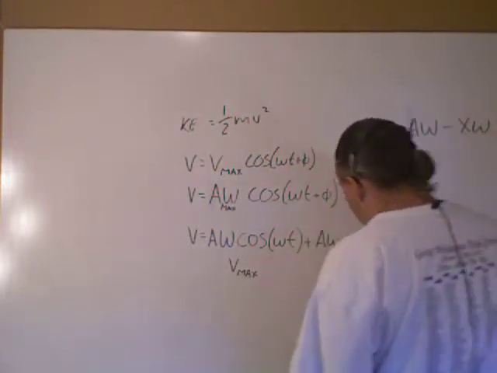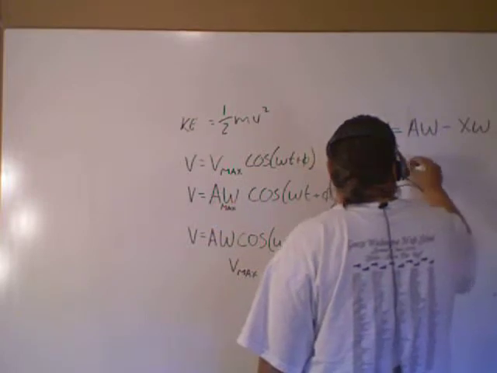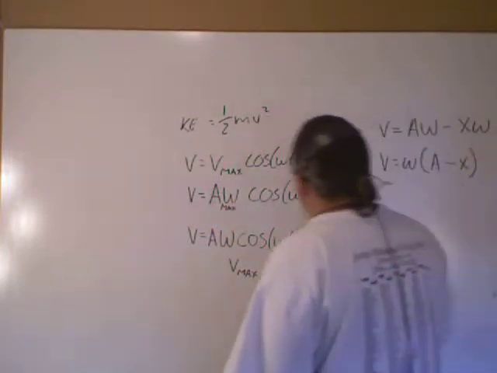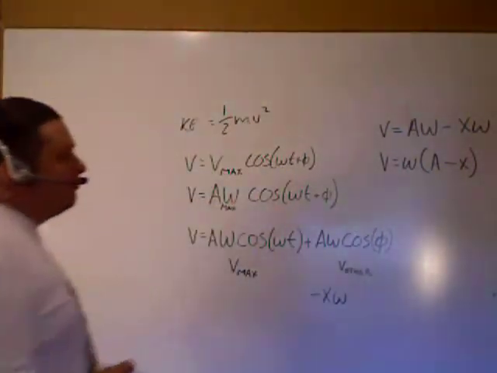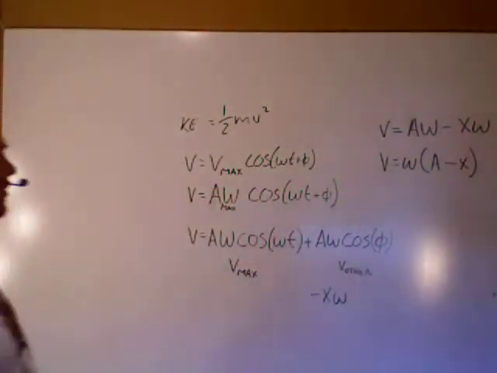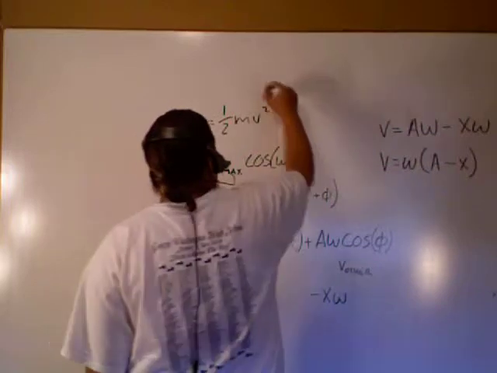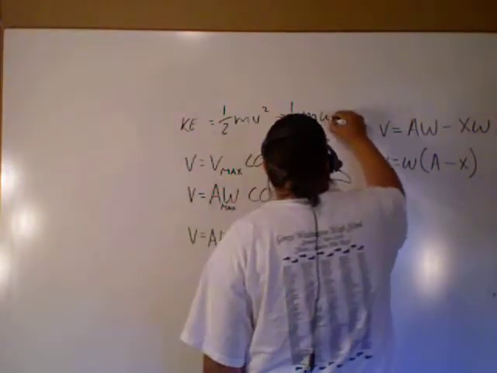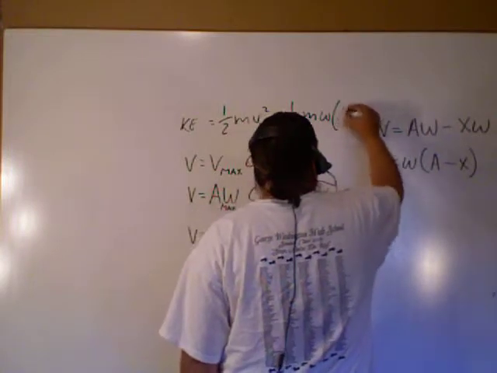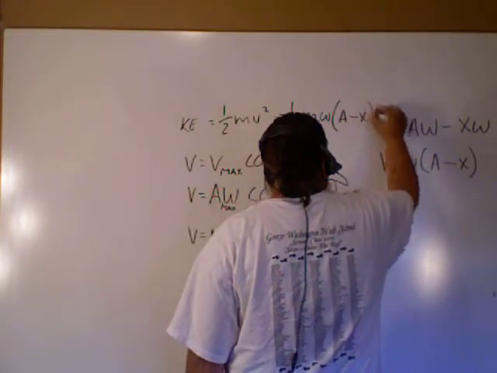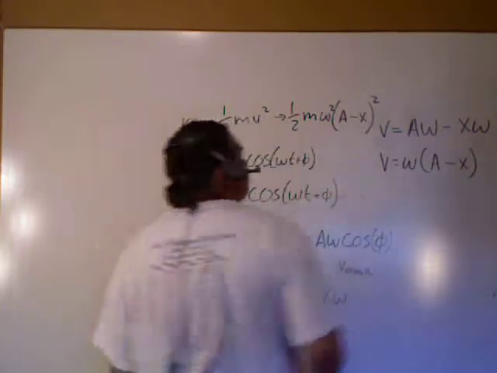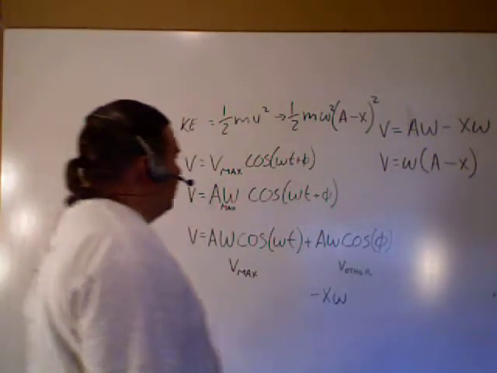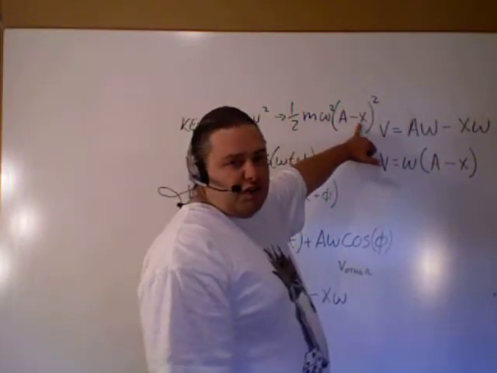Well, I can do a couple of things moving around. I can move that omega out, and I'm left with A minus x. And then I can do a substitution. I can plug that right into my kinetic energy equation. At that point, I get 1/2 the mass times omega, and I'm forgetting to square. So that's the kinetic energy at a point x. Anywhere there's a point x, it gives the kinetic energy.